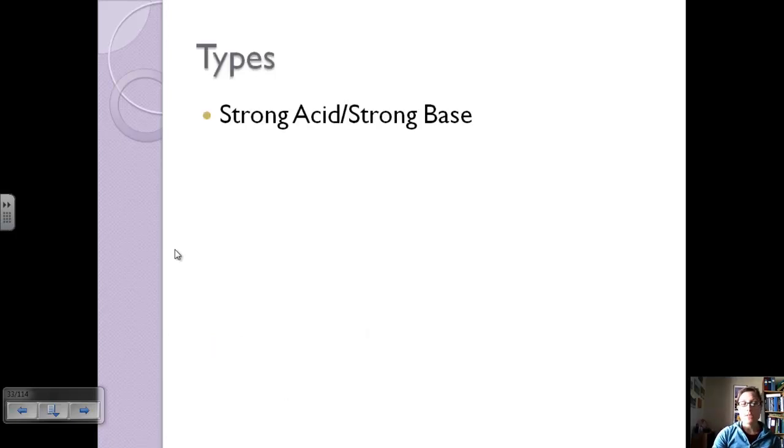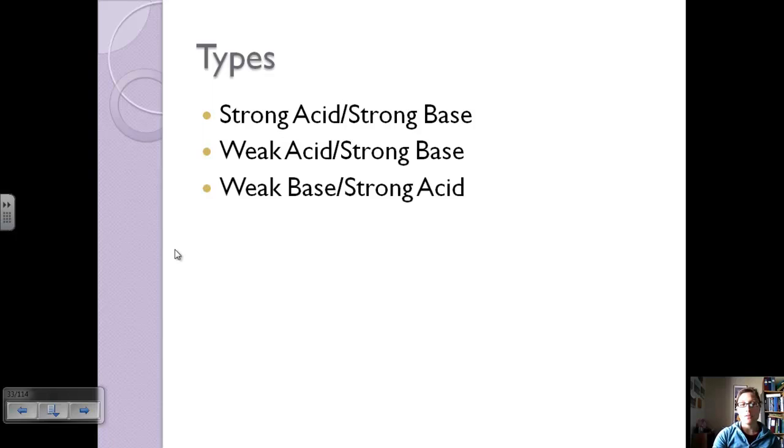There are three types of titrations that we're going to look at. First one is strong acid, strong base. Then we're going to look at a weak acid with a strong base, and then we're going to look at a weak base with a strong acid. And we'll also talk about how to calculate Ka in there also.